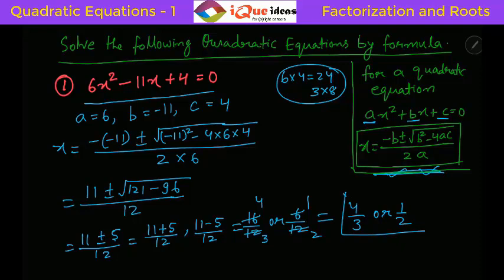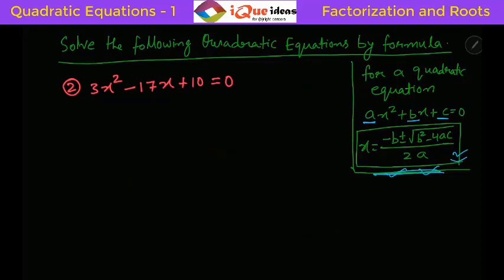Now please understand that here, even though we have applied the formula, we could have done the factorization also because the roots are rational. And remember, factorization is possible whenever the roots are rational. Now the idea is this formula is universal. This formula should be applicable in all cases, in all possible situations. So whether it is factorizable or not, the formula is universally applicable, right? So the first question, the answer is 4 by 3 or 1 by 2. All right. Now let's go to the next question.